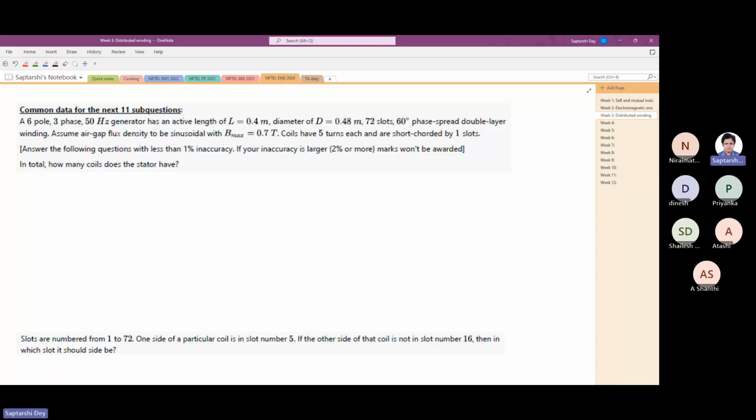Okay. So a 6-pole 3-phase 50 Hz generator has an active length of 0.4 meter, diameter of 0.48 meter, 72 slots, 60 degrees phase spread, double layer winding. Assume air gap flux density to be sinusoidal with Bmax 0.7 Tesla. Coils have 5 turns each, and are short chorded by 1 slot. So, any doubt regarding the terminologies used in this question?